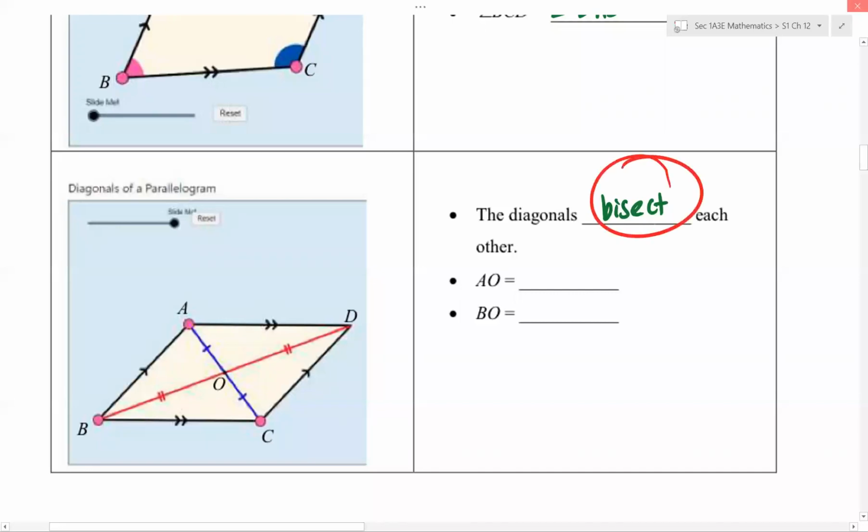Okay, make a note. What does bisect mean? Cut into two equal parts. Okay, right now this note over here. Bisect means to cut into two equal parts. Next, we can conclude that AO will be equal to OC, whereas BO and OD are equal.